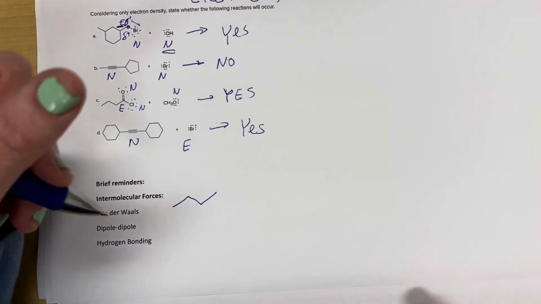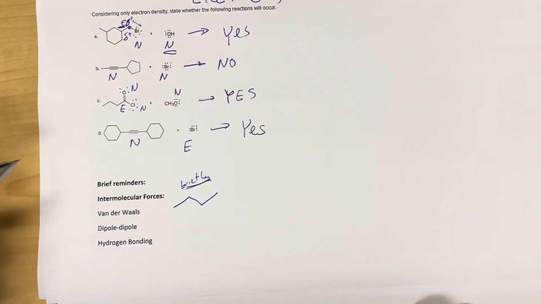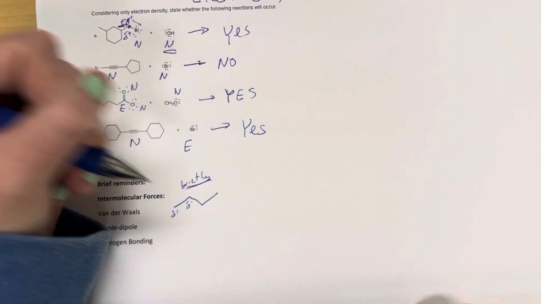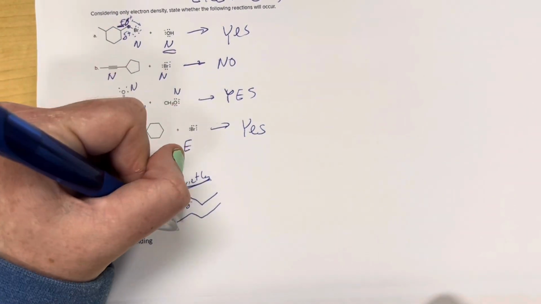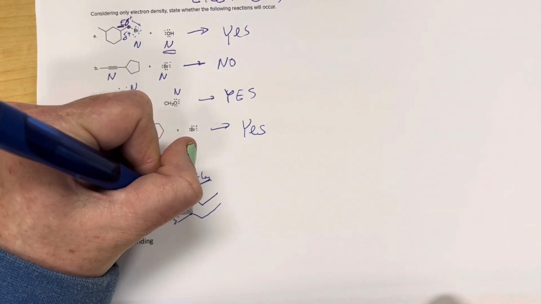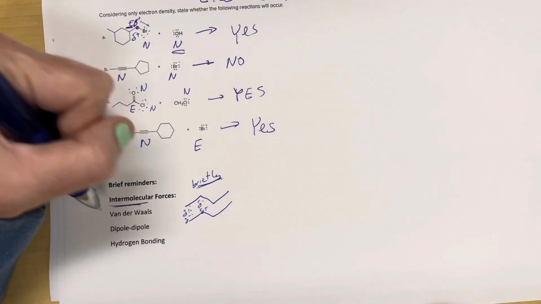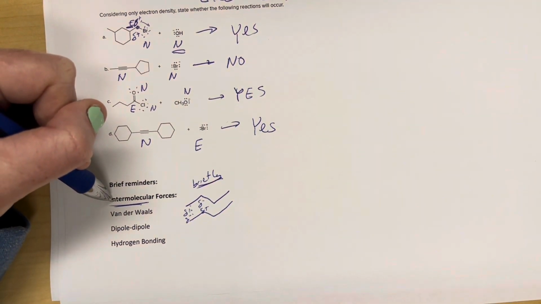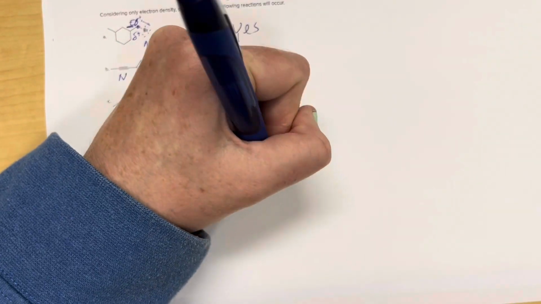So maybe at one point, briefly, it might happen that there's a slight partial positive and a slight partial negative over here. And it might happen to align at the exact same time that this one has a partial negative and this one has a partial positive, and these would be attracted. Remember, when we're talking about intermolecular forces, we're talking about forces between molecules. So you might have a brief interaction. So all molecules have these.